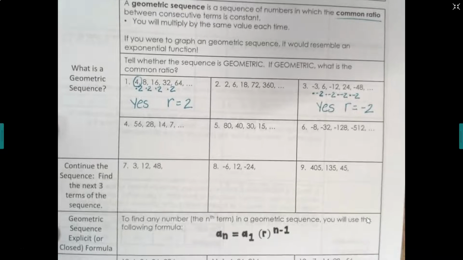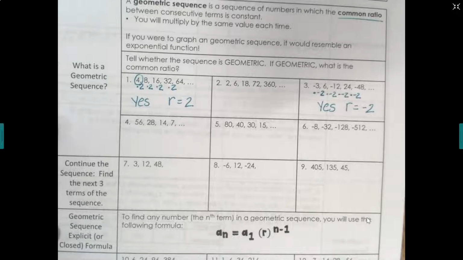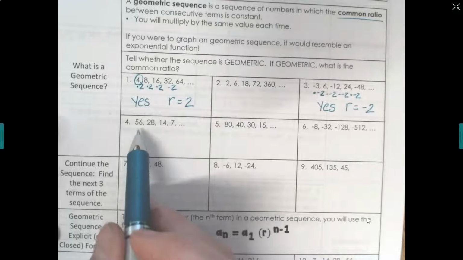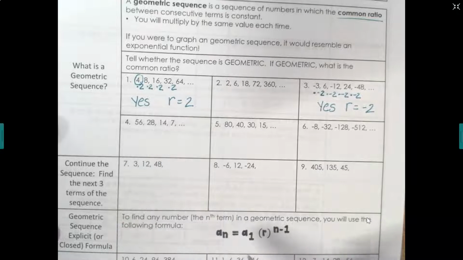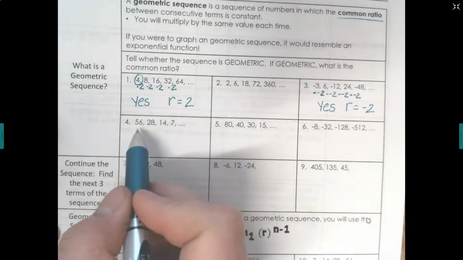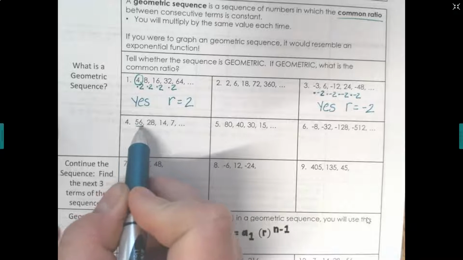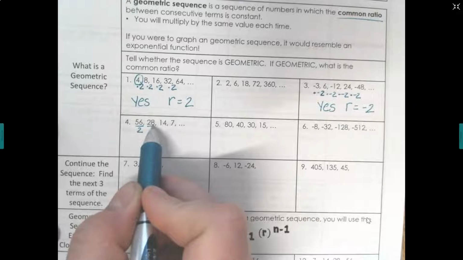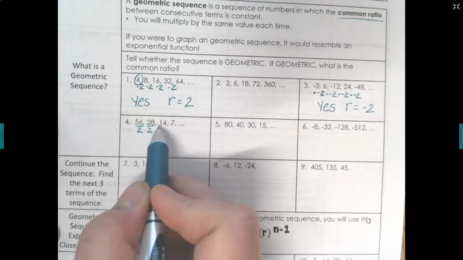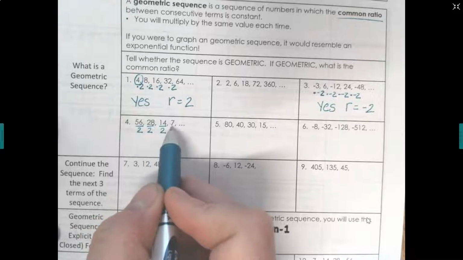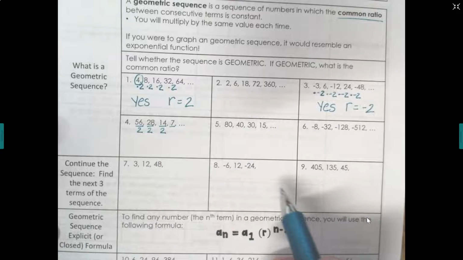All right, you're not always multiplying. Sometimes you could be dividing also. So let's take a look at number 4 here. Do you see how these numbers are getting smaller? So you want to look at what's happening each time. 56 divided by 2 is 28. 28 divided by 2 is 14. 14 divided by 2 is 7. And it would keep going.